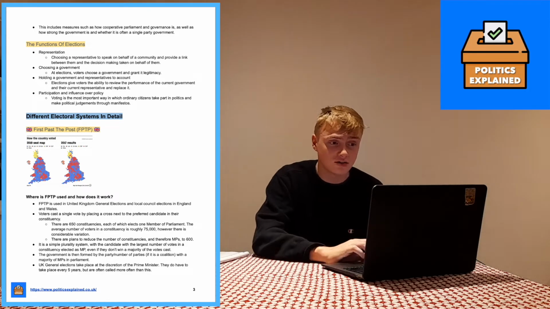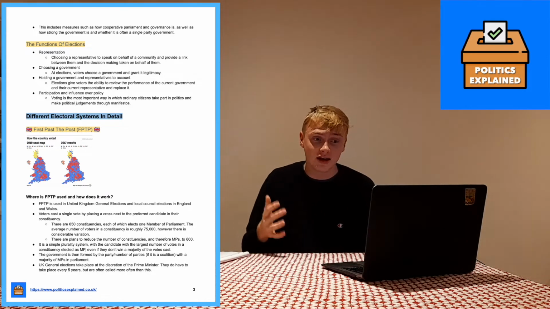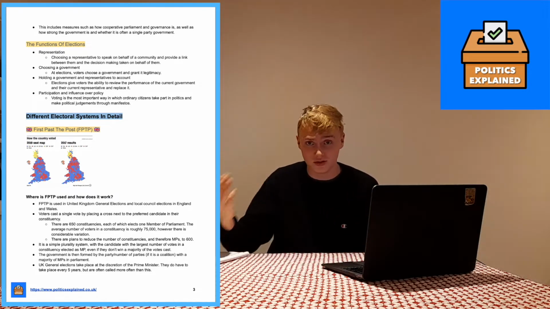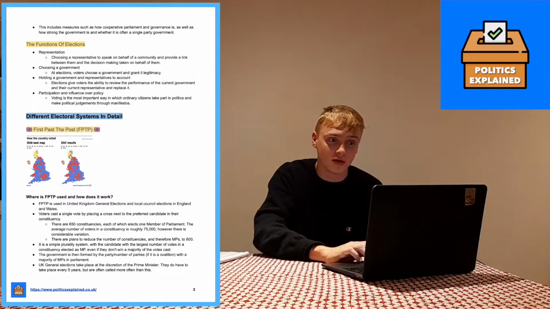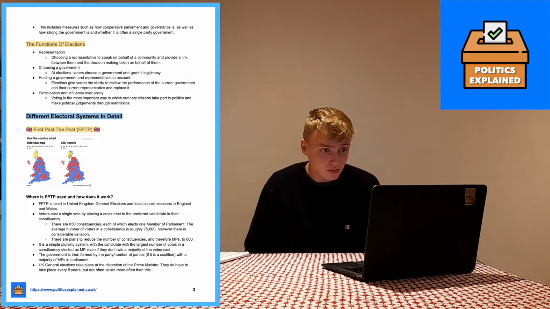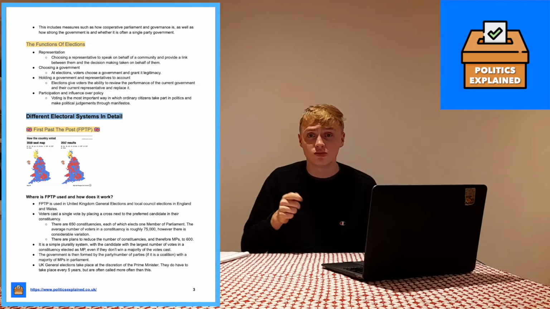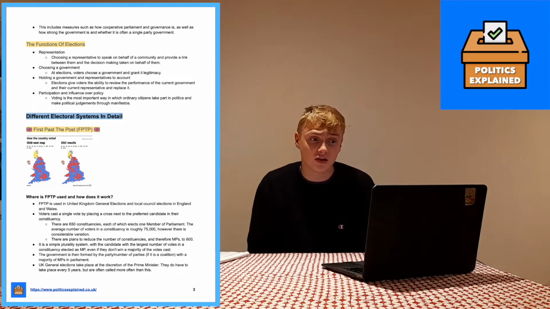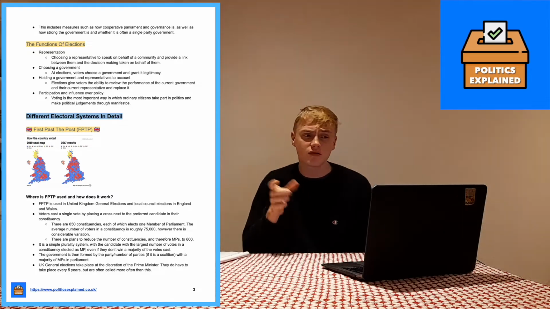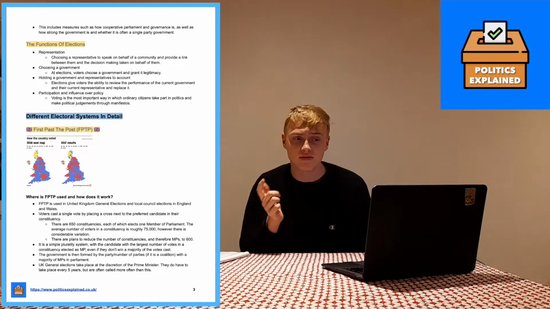First past the post is used in United Kingdom general elections and local council elections in England and Wales. The key one is, of course, UK general elections, the most important elections in the UK for most people. Voters cast a single vote just by placing a cross next to their preferred candidate in their constituency. There are 650 constituencies, each of which elects one MP, one Member of Parliament, with the average number of voters in a constituency roughly 75,000.